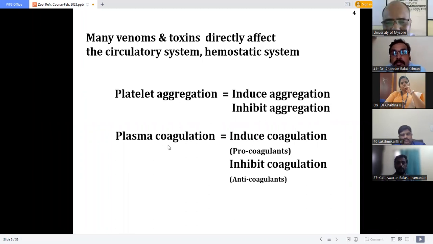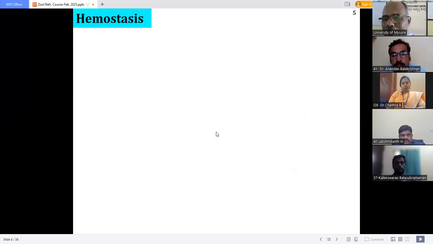And in case of plasma coagulation, many of the toxins may induce coagulation. Those toxins or venoms that induce coagulation are popularly called procoagulants in nature. And many toxins or the venoms may inhibit coagulation process, and such toxins or venoms are called anticoagulants. So thus, the venom toxins interfere in platelet aggregation and plasma coagulation. They may induce or inhibit. Thus, they interfere in hemostasis.